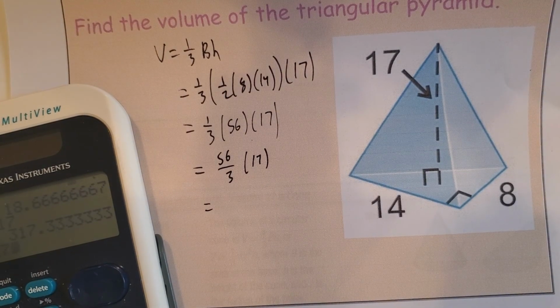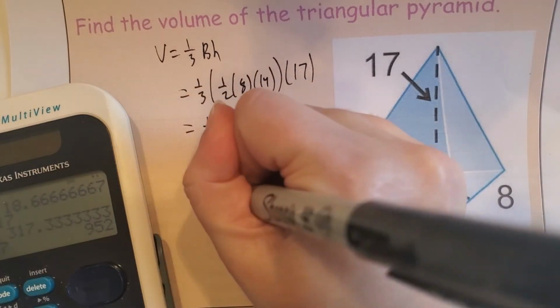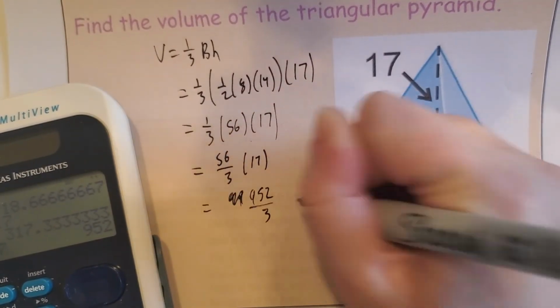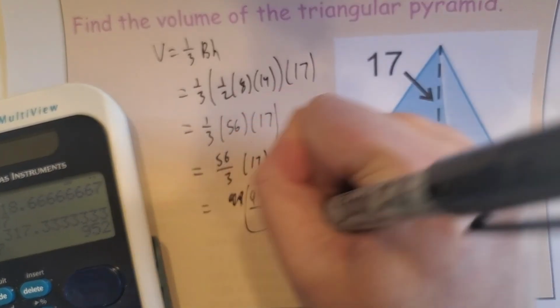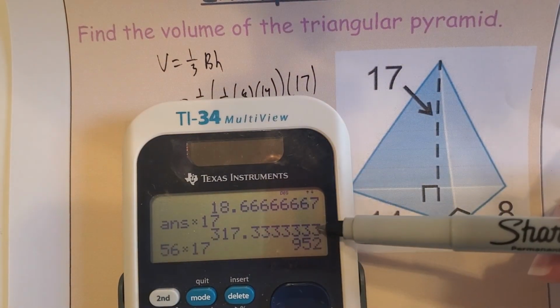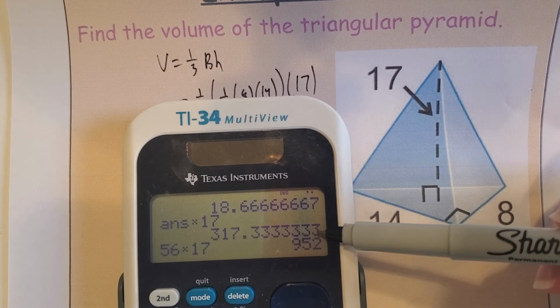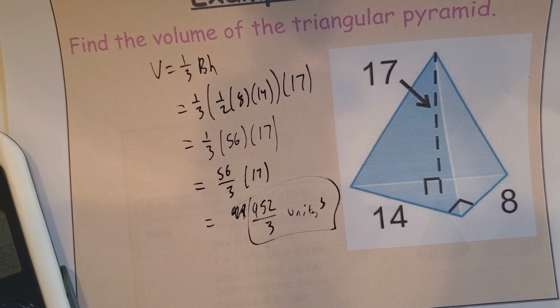56 times 17. The exact answer would be 952 over 3 units cubed, because we don't have units here. That's the exact answer. Rounded off would be what we got up here, about 317.3 units cubed. That's for that problem.